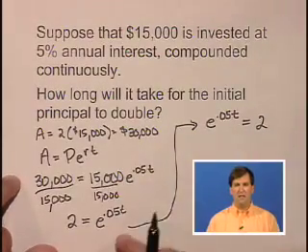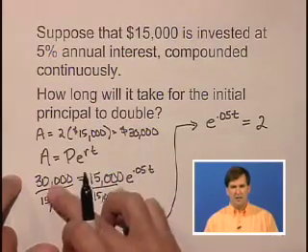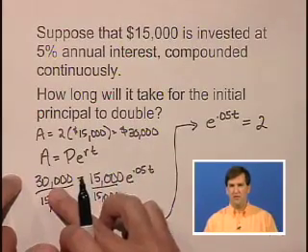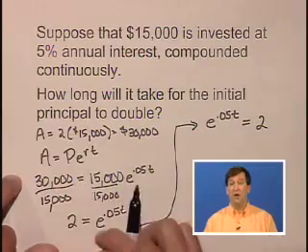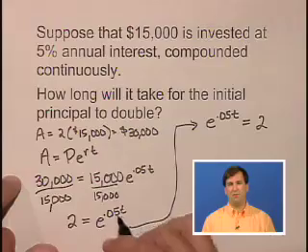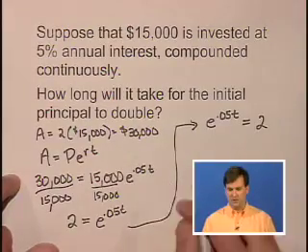An interesting fact about this problem is that it doesn't matter how much money that you started with. When we divide, this number over on the left-hand side is always going to be 2. If I started with $10 and wound up with 20, when I divide, I'm going to get 2. So the amount of time that it takes for something to double when we're talking about continuous compounding is independent of how much that we actually start with.